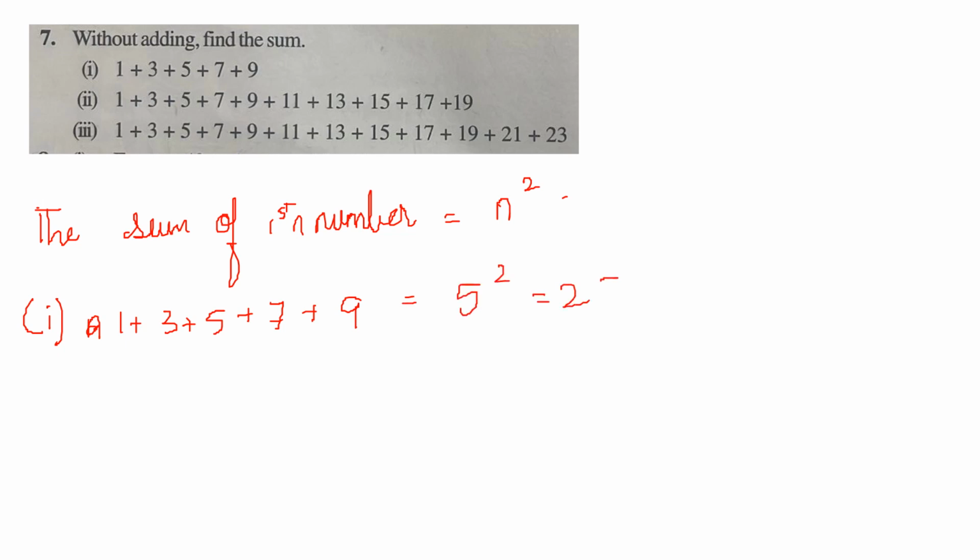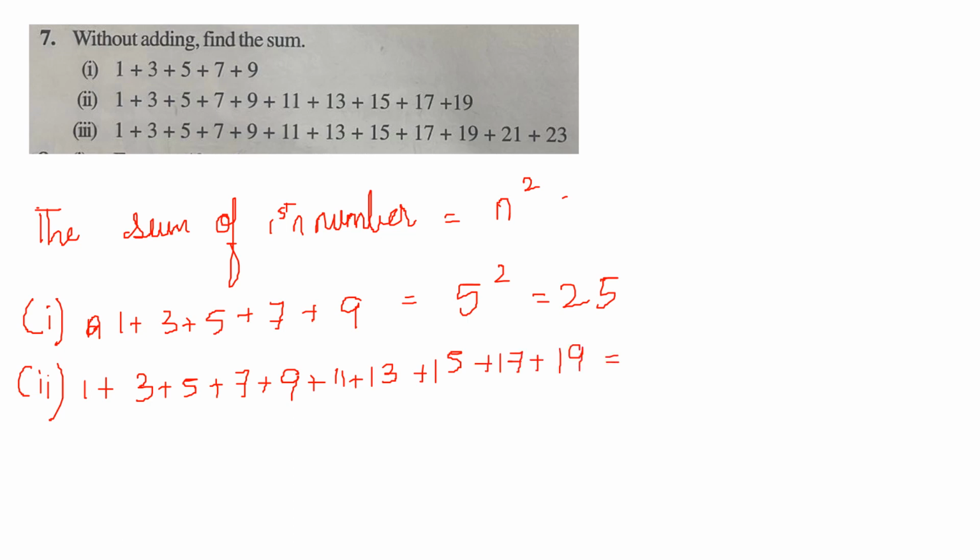which is equal to 25. And in the second problem you have 1 plus 3 plus 5 plus 7 plus 9 plus 11 plus 13 plus 15 plus 17 plus 19. That is the first 10 odd numbers, right? So the sum of the first 10 odd numbers is 10 square, which is equal to 100.